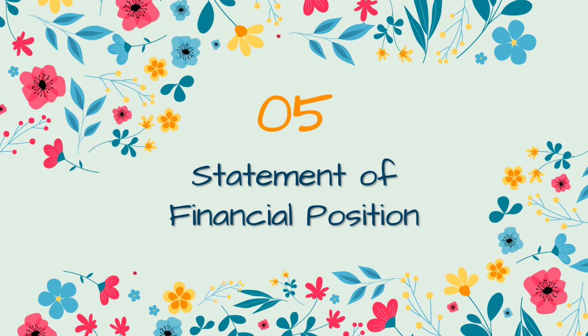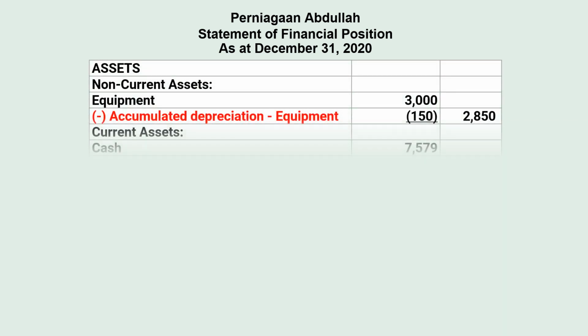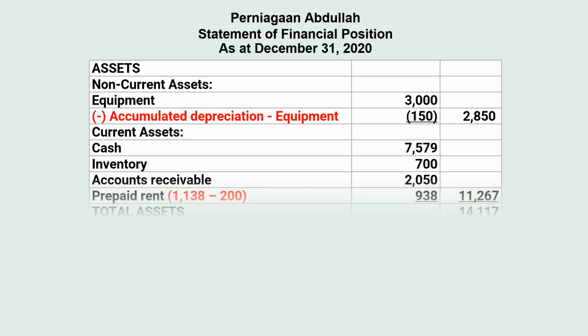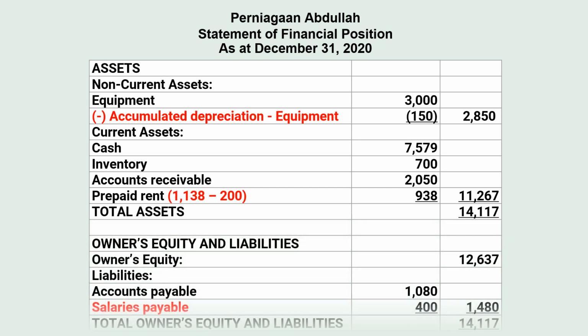Statement of financial position. Same goes for financial position. From the adjusted trial balance, arrange all the accounts involved with the statement of financial position that have been identified earlier. Write the title first, then assets. Those are non-current assets plus current assets equals 14,117. This must be equal to owner's equity and liabilities, 14,117. Those are owner's equity 12,637 and liabilities amounting 1,480.